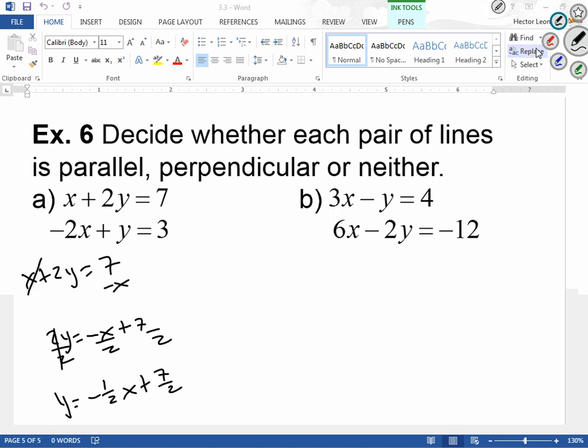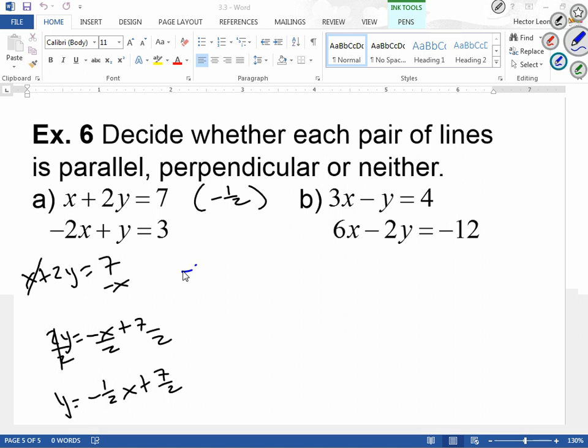I just care for the slope. So the slope, I'm going to put in parentheses here. The slope of the first equation, if you see it, I got the y by itself. The slope is negative 1 over 2. Actually, when I'm asked whether the lines are parallel, perpendicular, or neither, I care for the slope of each equation. All right, now let me take a look for the slope of the other equation.